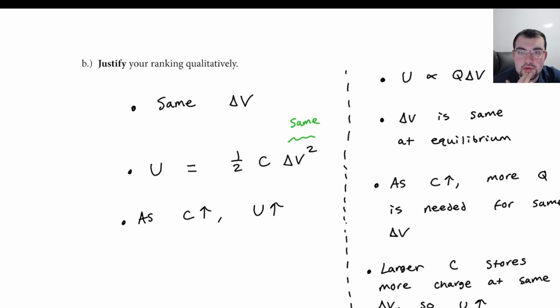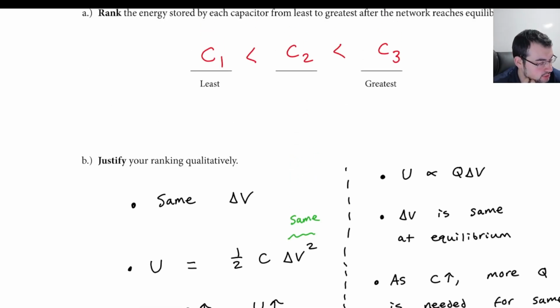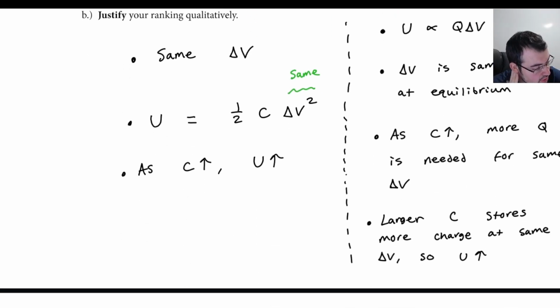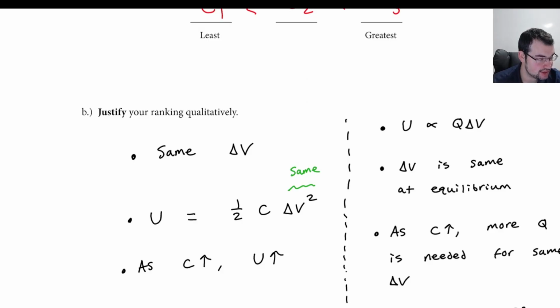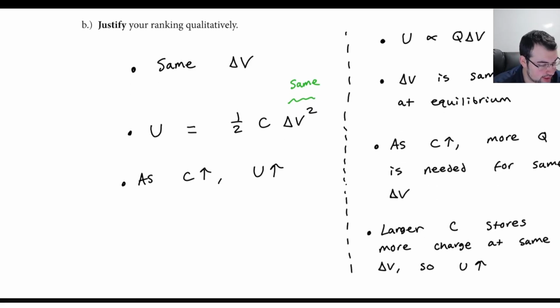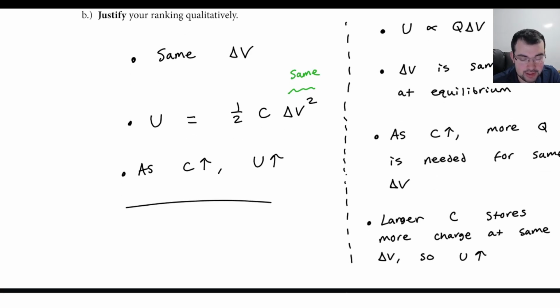So let's argue through that real quick. U is proportional to Q delta V, and delta V is the same at equilibrium. As C increases, you need more Q for the same delta V. That's what capacitance means: the more capacitance, the more charge you need for the same voltage. So if you are at a larger capacitance, you're storing more charge at the same voltage, so U goes up for the larger capacitances. That is the truly qualitative way, and it's totally legit. It's easy just to argue that.